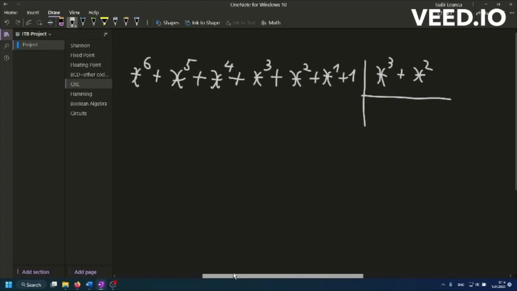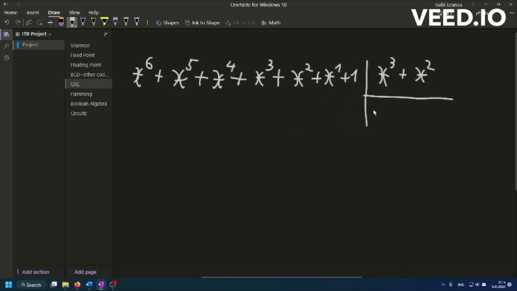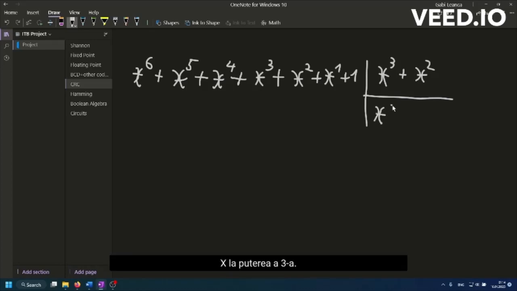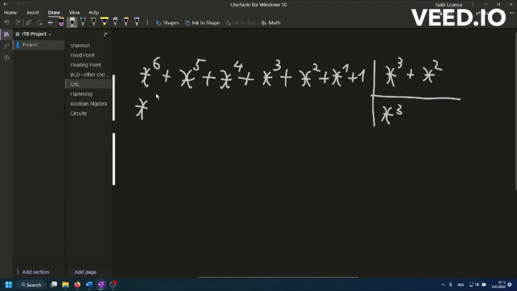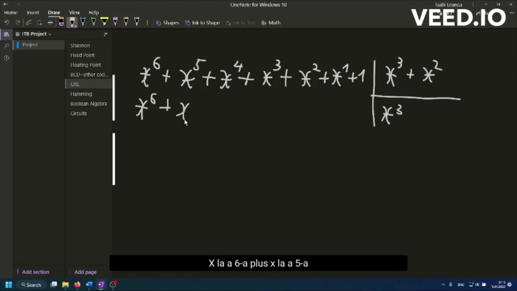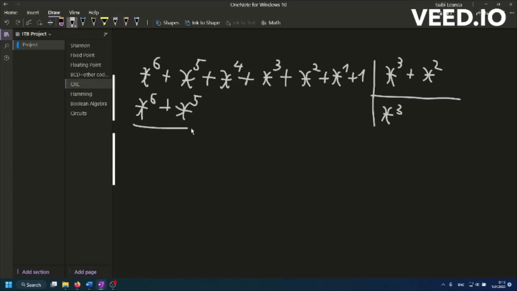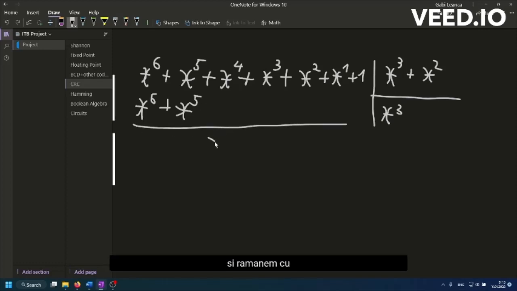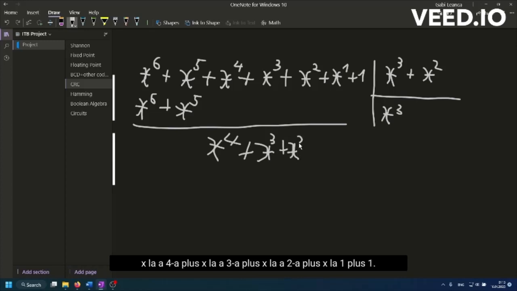Okay, so x3, so it's subtract. So x to the sixth plus x to the fifth, and we remain with x to the fourth plus x to the third plus x to the second plus x to the first plus 1.